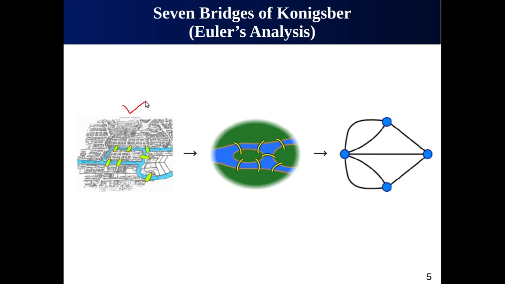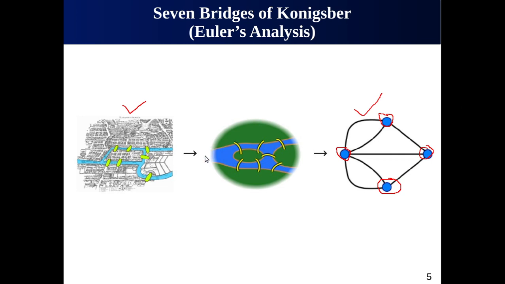He thought about the problem, and then he came to the conclusion that the lanes can be represented by different nodes. So we have 4 nodes. 4 lanes mean 4 nodes, and the lines connecting the nodes, which are bridges here, Euler called links. So we have 4 land areas, which means 4 nodes, and then 7 bridges, which means 7 edges, connecting these nodes. And this resulting mathematical structure is known as a graph.